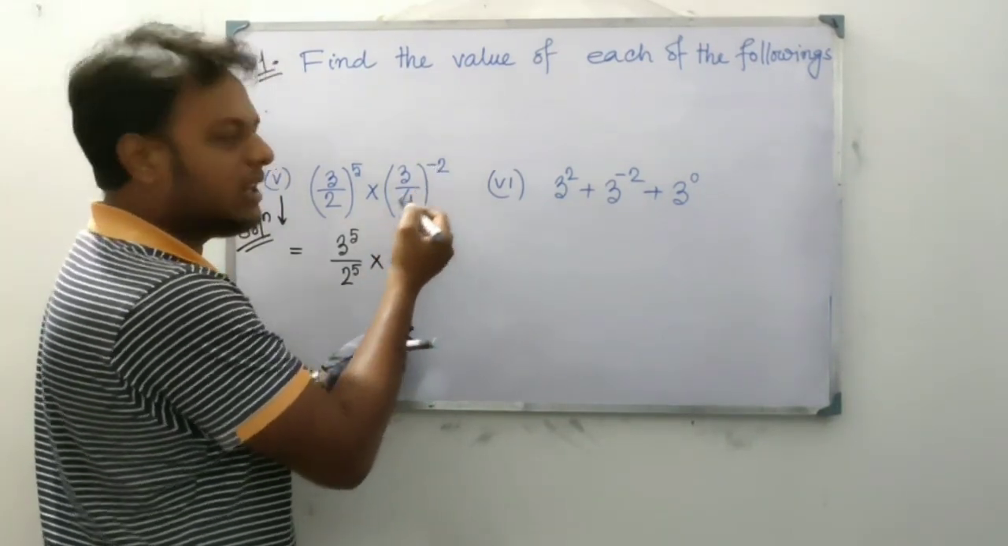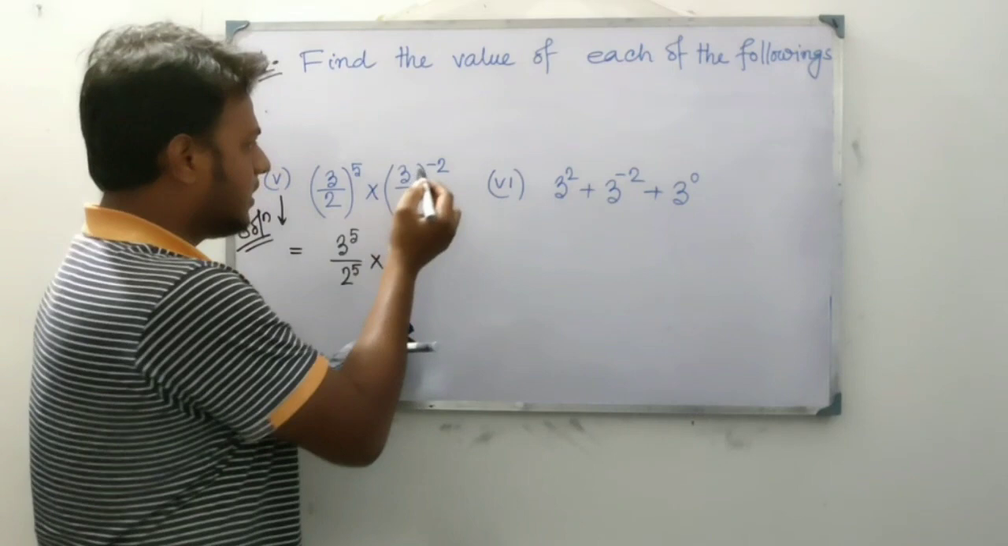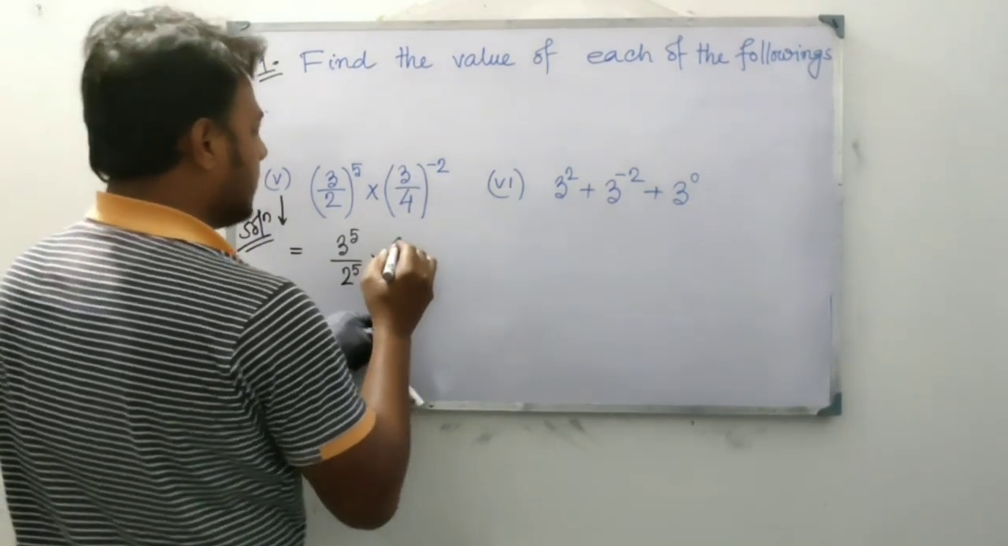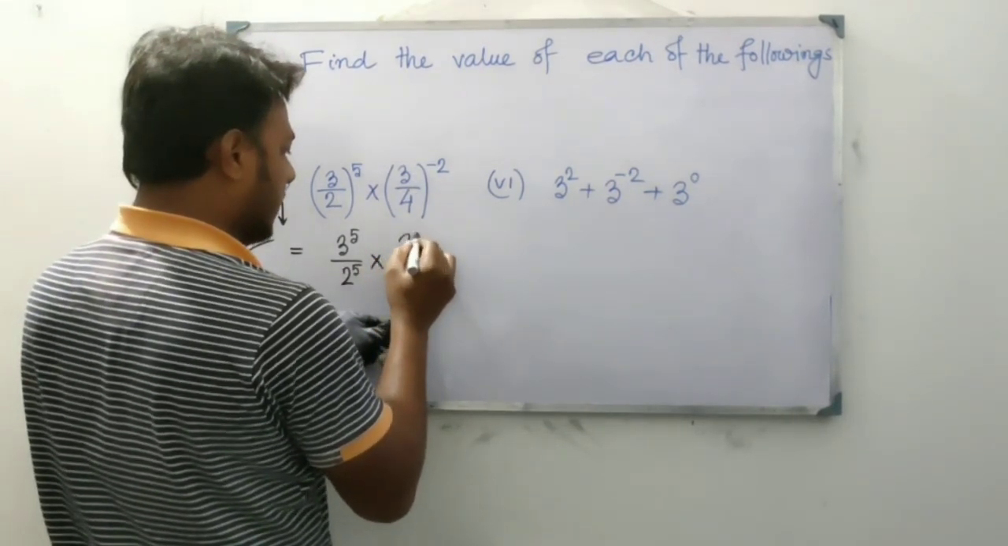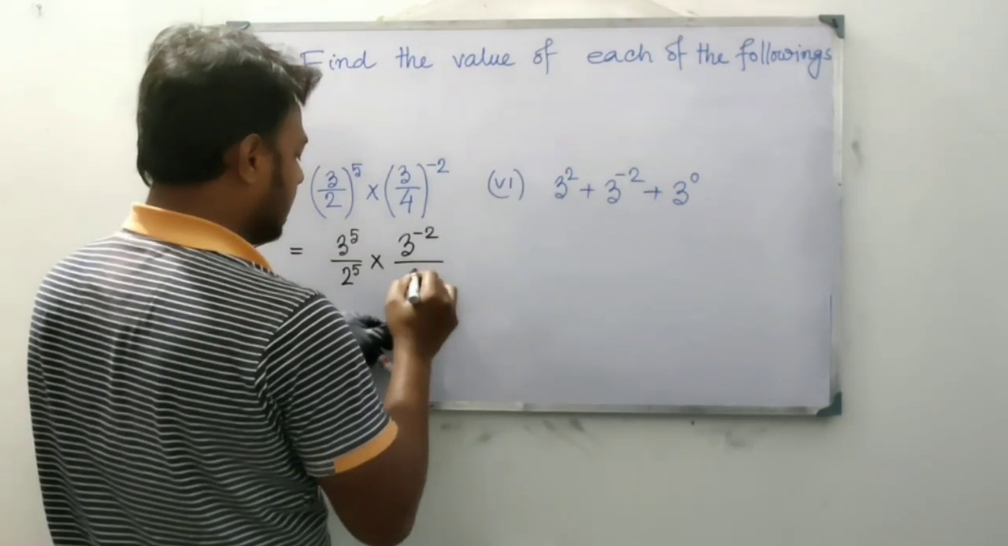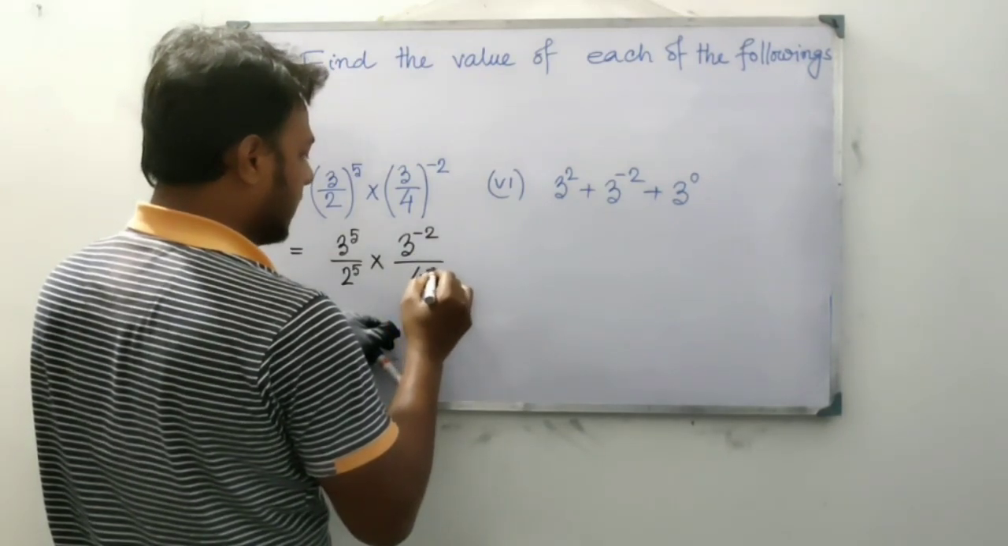So we can solve it in many different ways. Okay, I am distributing the power over numerator and denominator, then it will be 3 to the power minus 2 by 4 to the power minus 2.